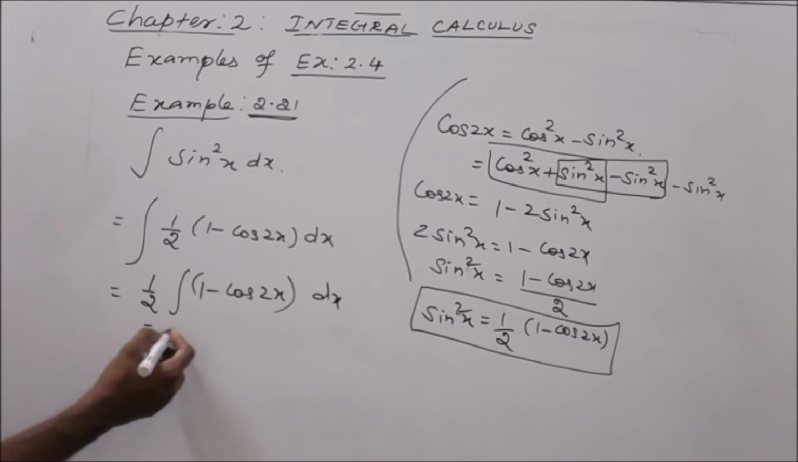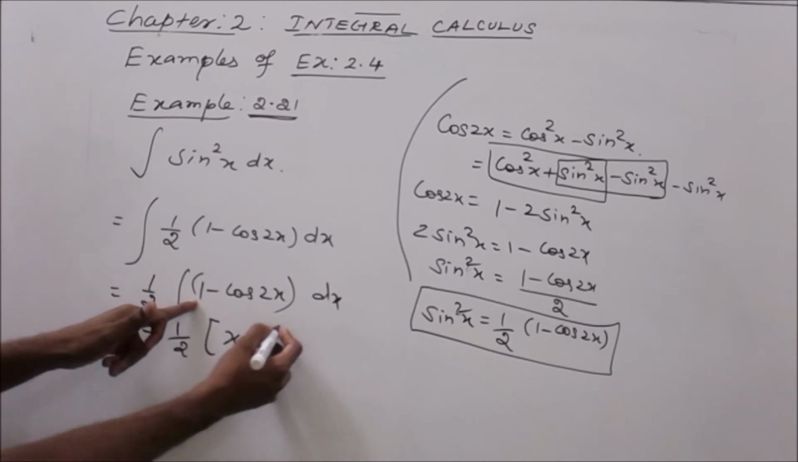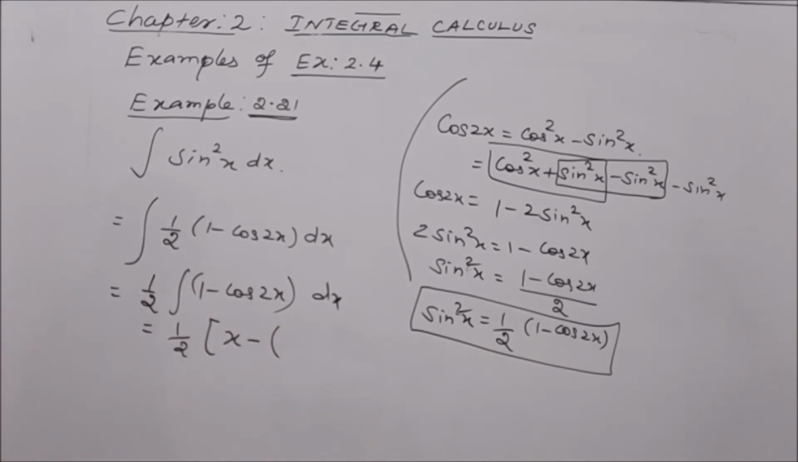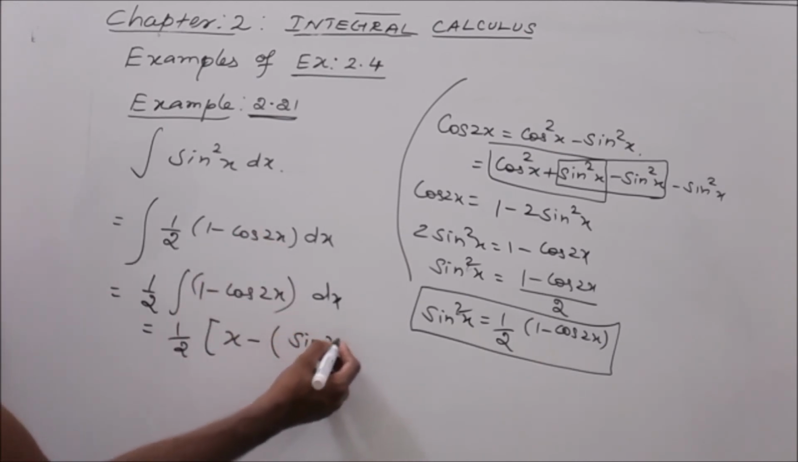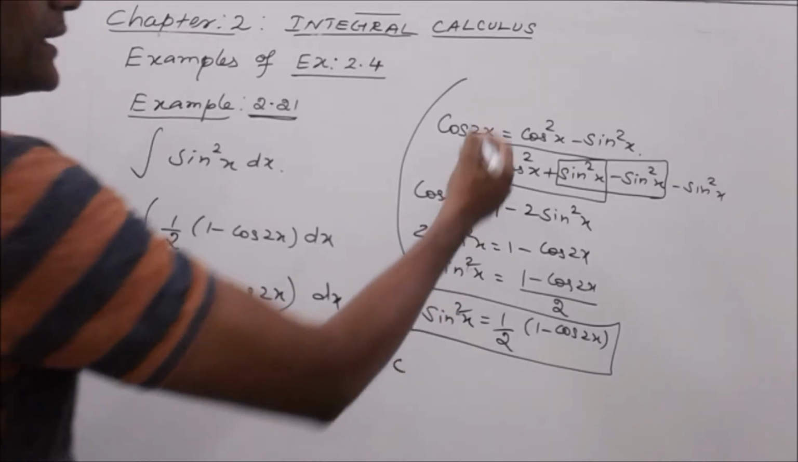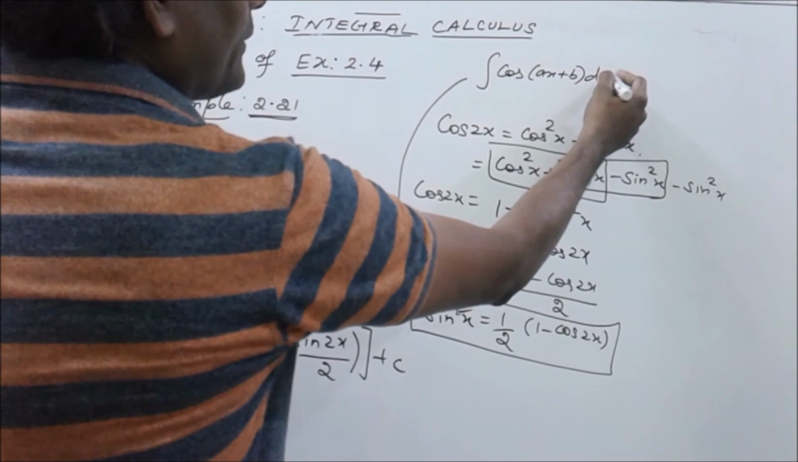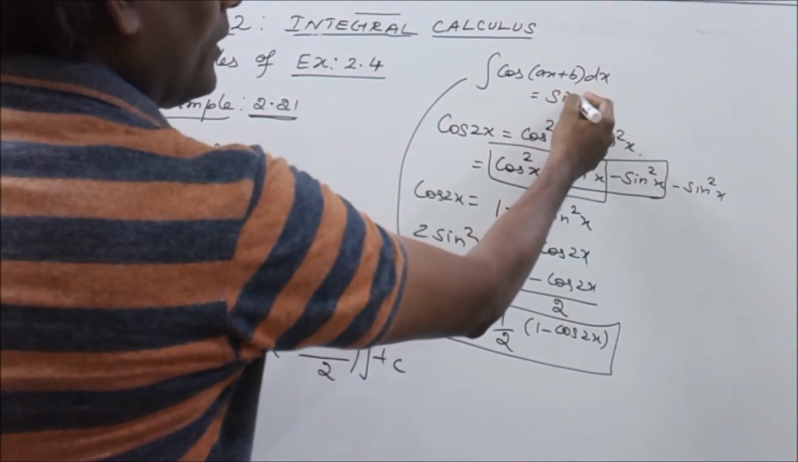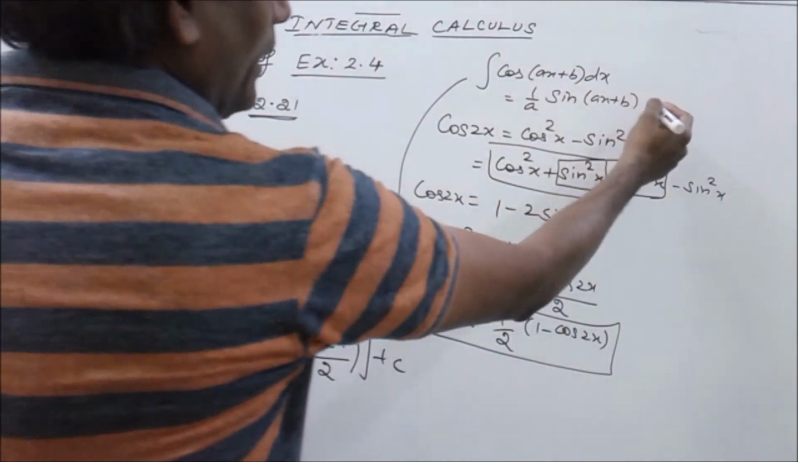Now integrating, 1 by 2 is a constant. The integral of 1 with dx is x, minus the integral of cos 2x here. The derivative of sin x is cos x, so the integral of cos x is sin x. So we have 2 here, that means sin 2x divided by 2 plus c. That is by the formula: the integral of cos of ax plus b dx is equal to sin of ax plus b, into 1 by a, or divided by a, plus c.